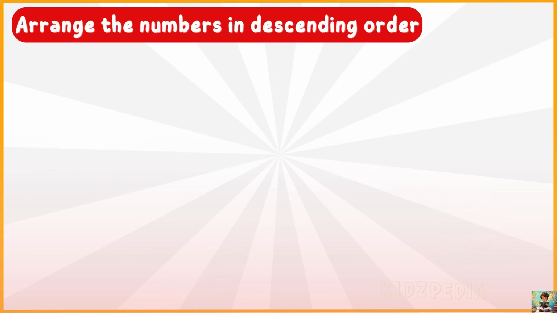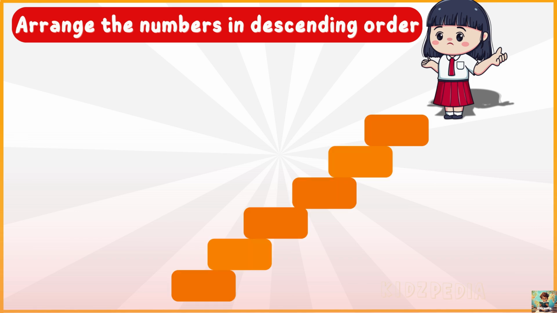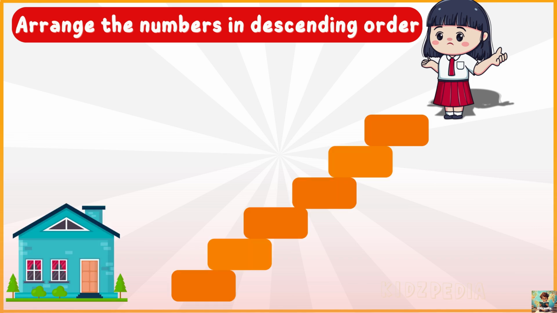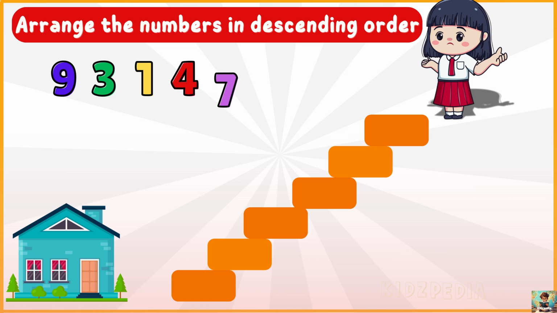Now, let's arrange the numbers in descending order to help little Joe get back home. The numbers are 9, 3, 1, 4, 7, 5. And descending order means biggest to the smallest. So what is the biggest number here?